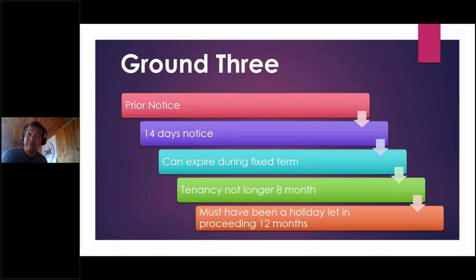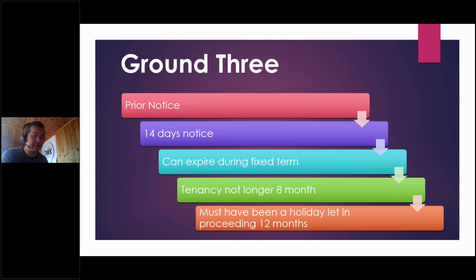The tenancy you create for that tenant can't be any longer than 8 months long, and it must have been let as a holiday let in the preceding 12 months to when you drew up that AST, or short hold tenancy. So again, unlikely that we'd ever use it, but if you had a holiday let, then potentially you could seek possession under ground three of your section 8 notice. But again, there are certain criteria to that. Can't be longer than 8 months long in terms of the tenancy, and you must give evidence or prove evidence that you let the property in the preceding 12 months as a holiday let. So again, all about evidence.